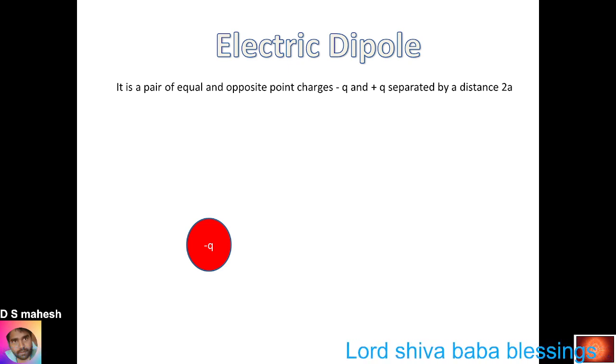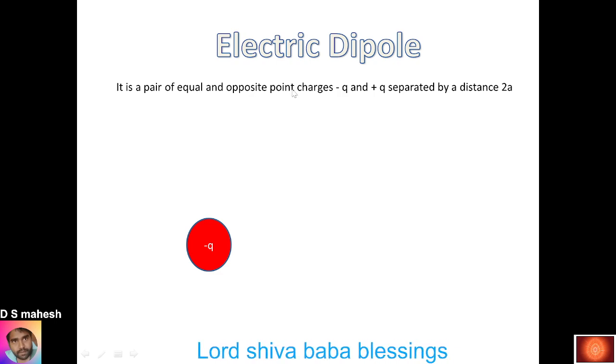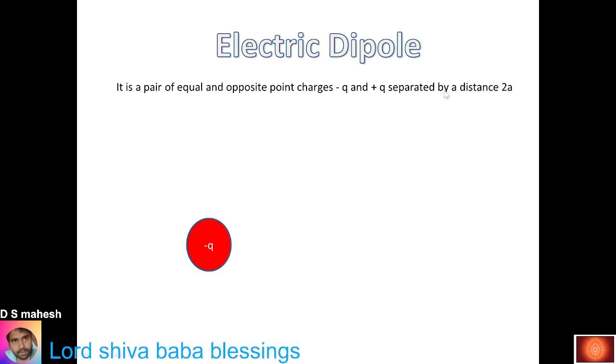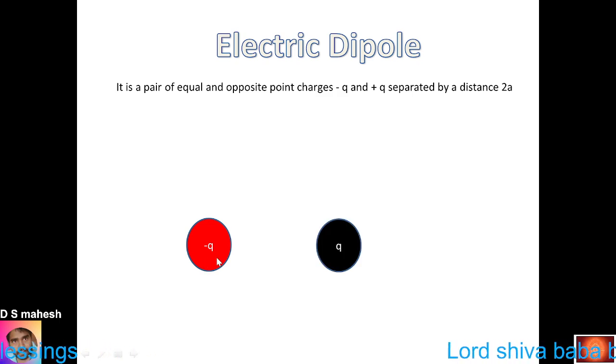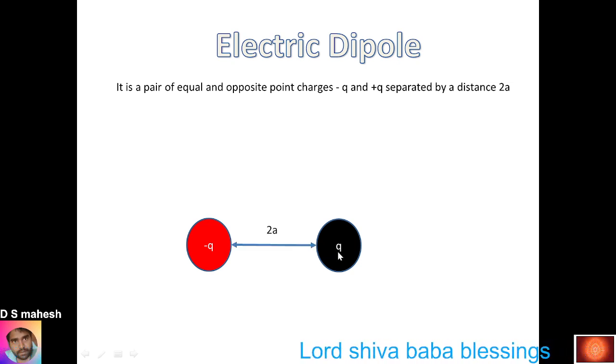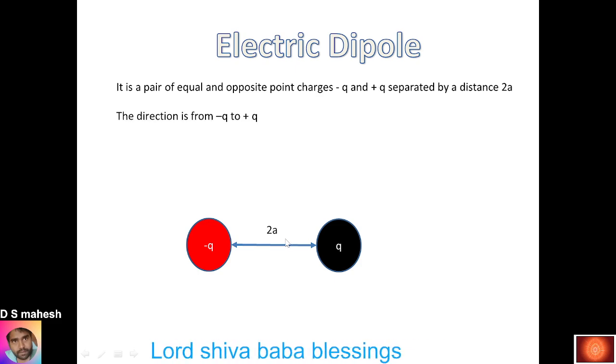So an electric dipole is nothing but a pair of equal and opposite charges, minus q and plus q, separated by a distance of 2a. So if we consider this as charge minus q, there should be another charge plus q, and they have to be separated by a small distance 2a. Then it's called a dipole.